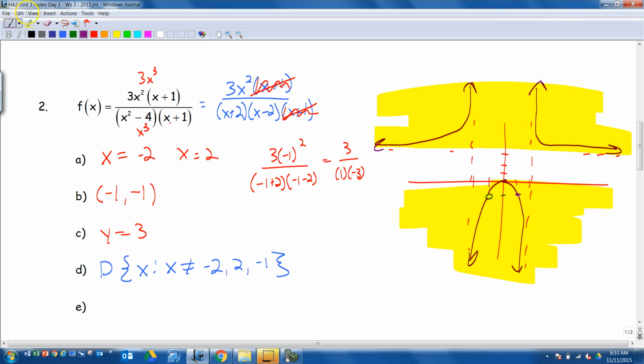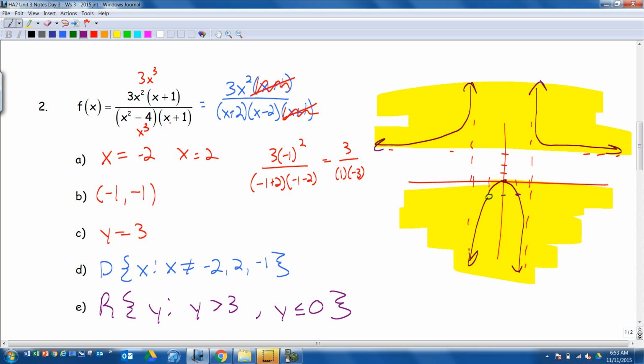So we're going to have to write two inequalities here. We're going to say that the range is y such that y is greater than 3, and we're going to say y is less than or equal to 0. That is where the graph exists.